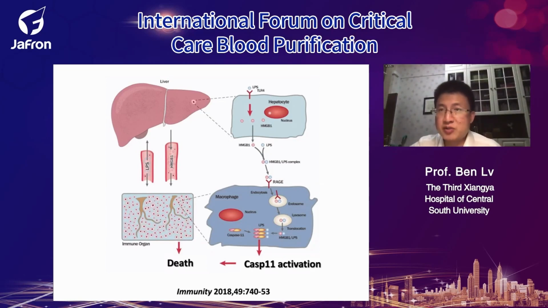RAGE is the receptor for HMGB1. So HMGB1 mediates LPS into the endosome, and then in the acidic environment, HMGB1 has a special capacity to destabilize the membrane of the lysosome. So the LPS will leak into the cytosol, and there the LPS activates caspase-11. This is how it works in our body.